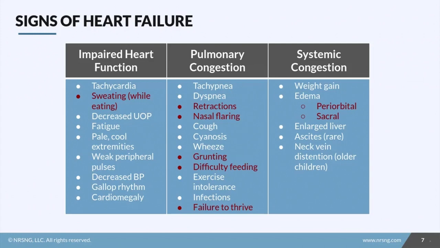So I already mentioned that sweating while eating, those signs of difficulty with breathing, so retractions and nasal flaring and grunting, failure to thrive, and then that change in the assessment of edema. Now, as we go through all of the different defects in the other lessons, definitely keep these symptoms in mind, because we are, like I said, going to be classifying all of these defects according to their effect on blood flow. So you should really be able to work through and think through it logically to come up with what symptoms you should be looking for with each of these defects.